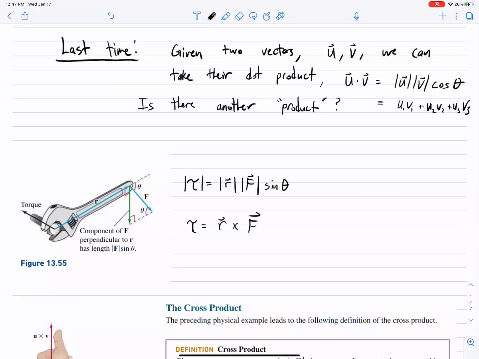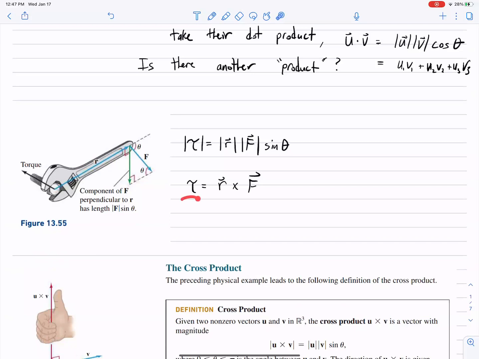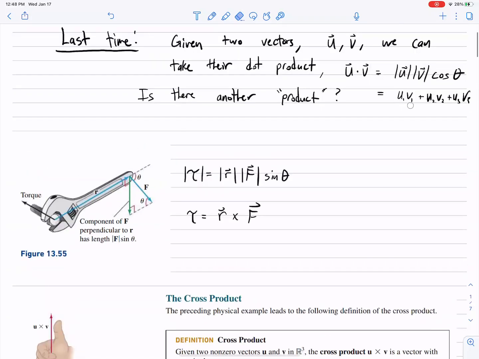I don't really know what else to say about it from that sense, but it's another type of product. When you have two vectors, we can take their product and it's actually going to return a vector, because this torque is a vector too. It has a direction, not just a magnitude, whereas the dot product just had a magnitude, so it was just a scalar.